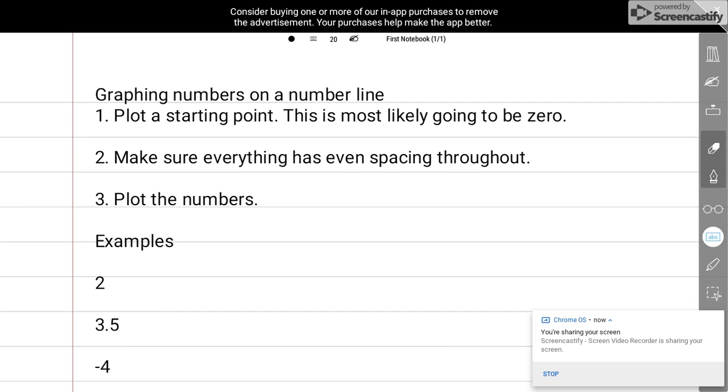numbers. So the next thing you need to make sure is that your spacing is very even throughout. You can't jump 1, 2, 5, 7, 9, 13. There is no real order to that, and it does not make sense. So when we are graphing, we have to have this in a certain order. And then your last step is to plot your numbers.